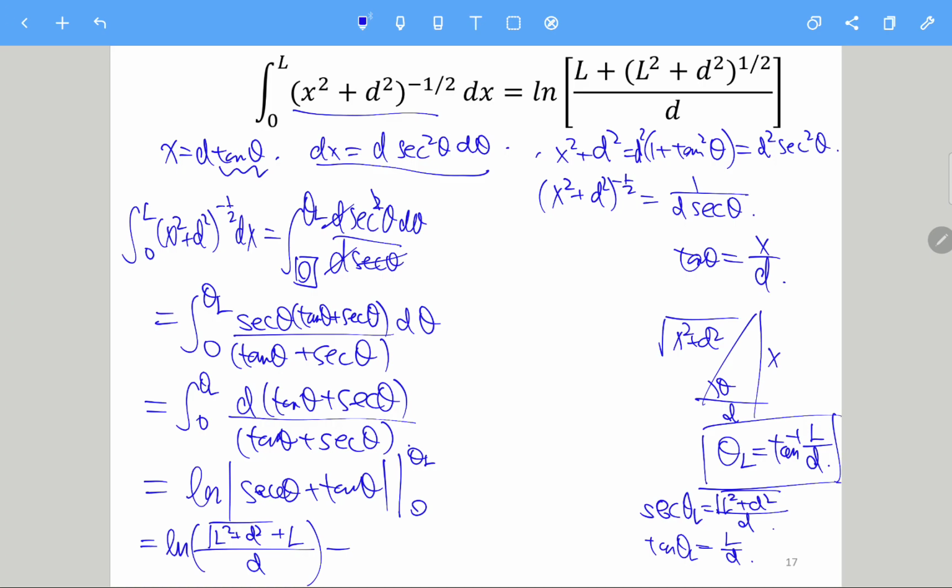When we evaluate at 0, secant 0 degree is 1, because cosine 0 degree is 1. And the tangent 0 is 0. So log of 1 is 0. So finally it becomes log of L plus square root of L squared plus D squared over D, like this. So we have calculated this integration.